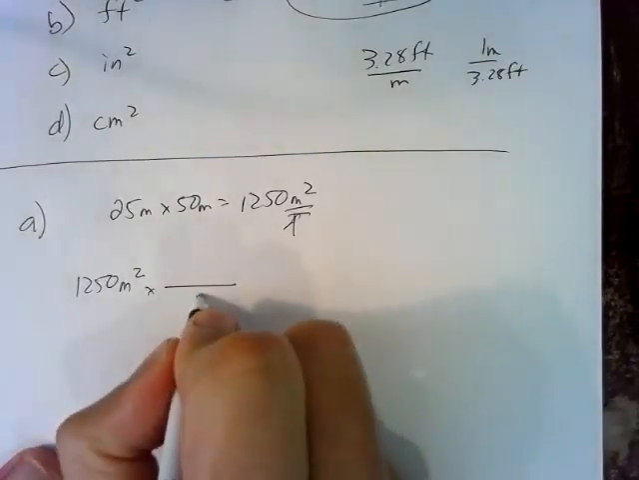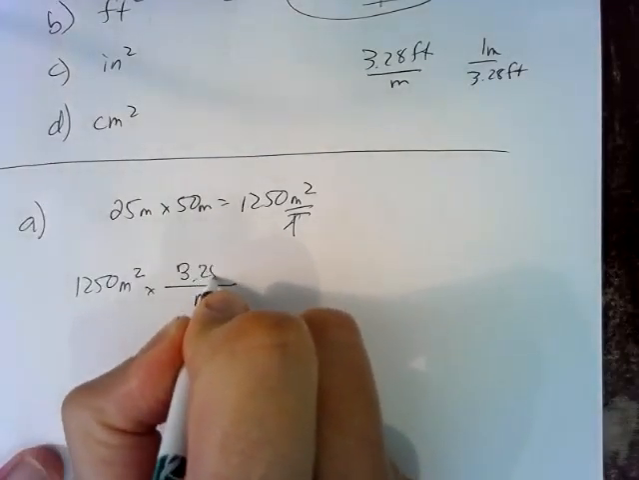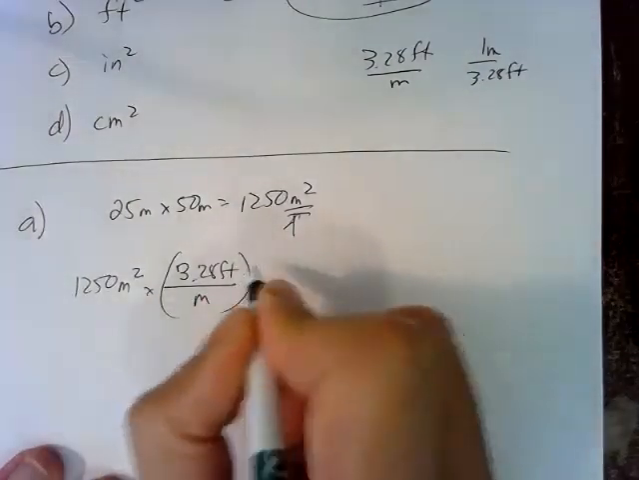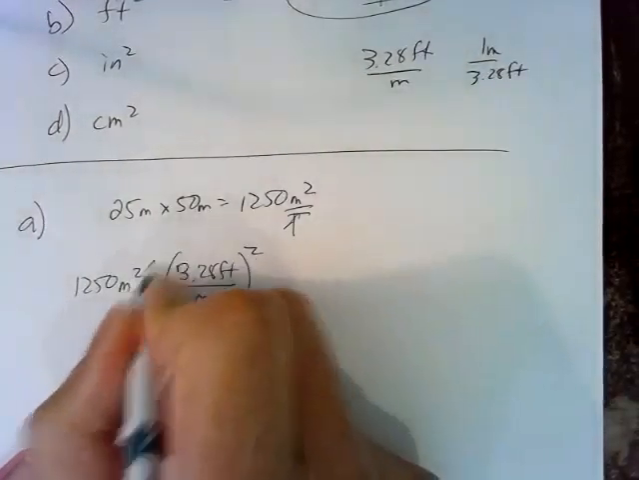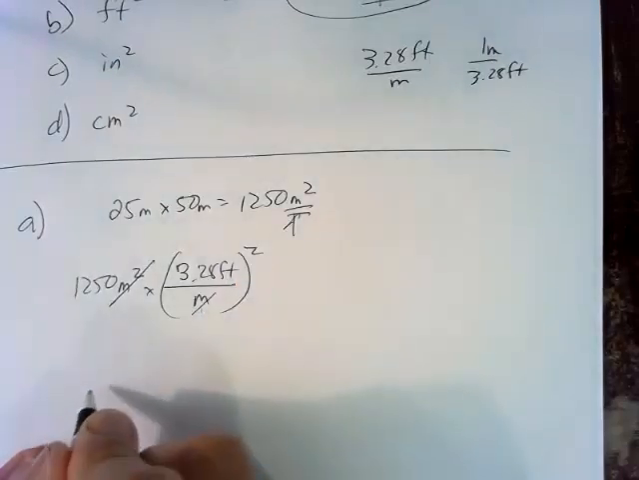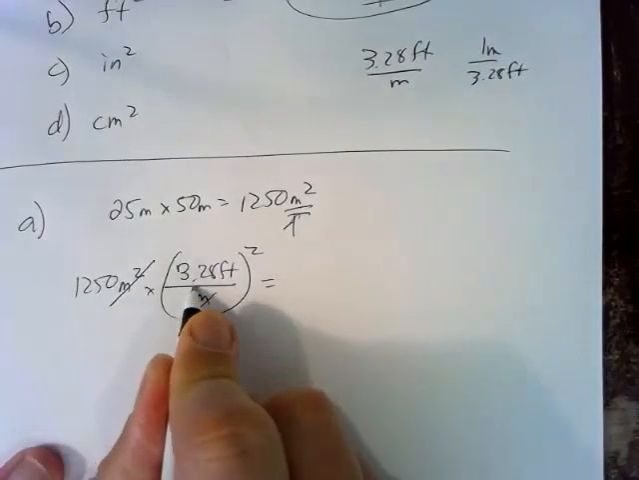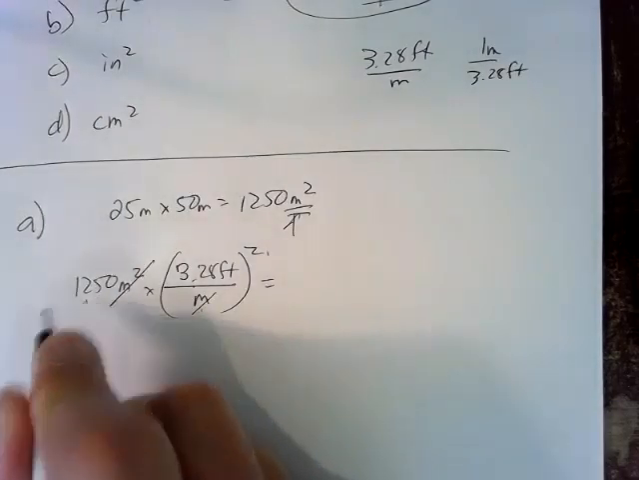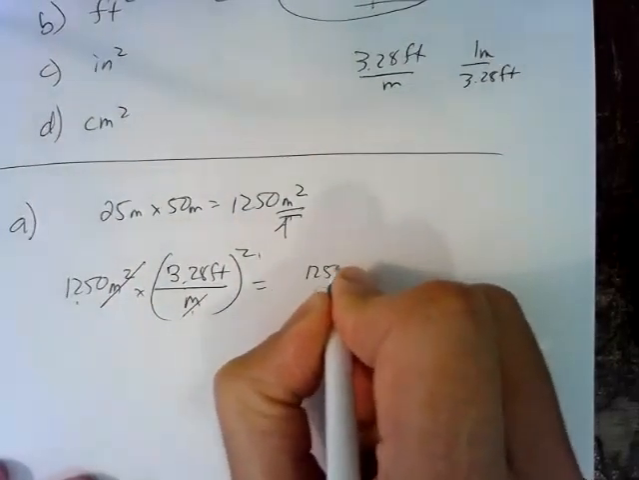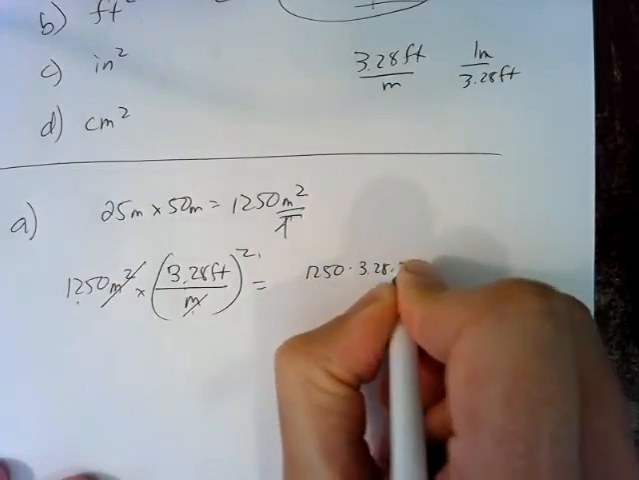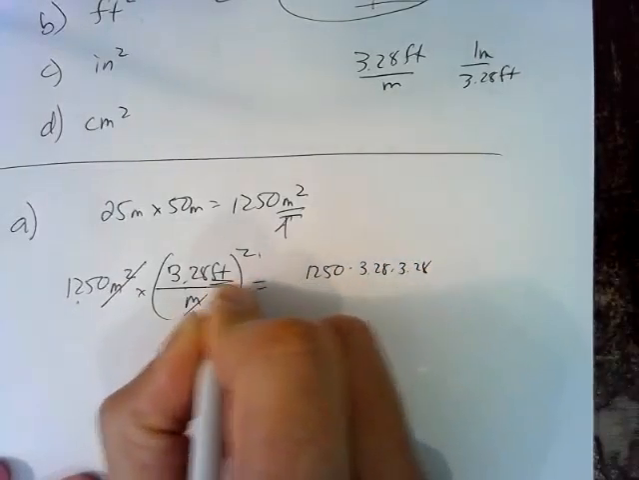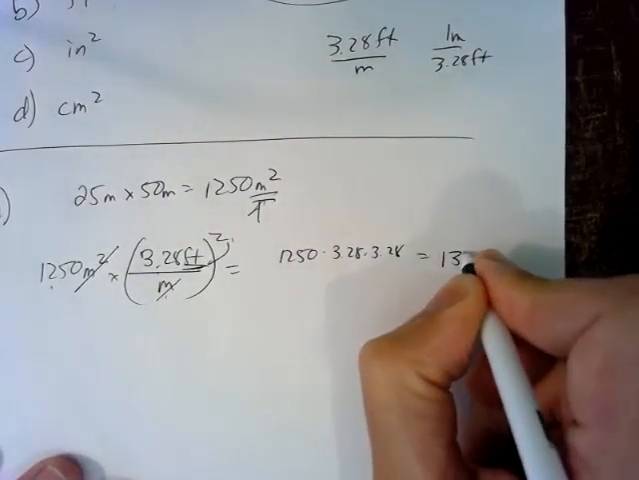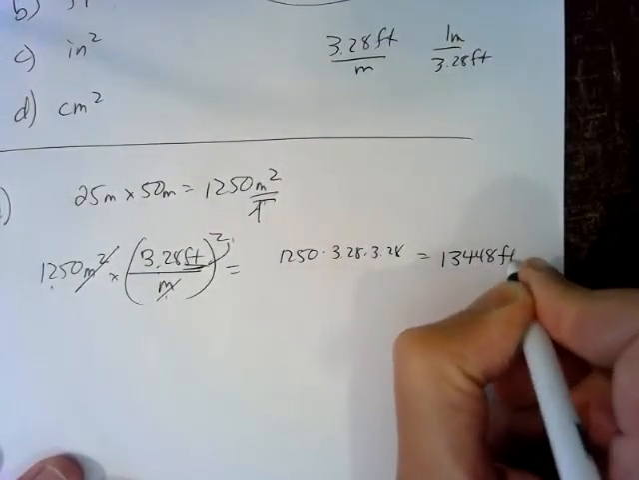Well, in this case, we want the meters to cancel. So I'm going to use the 3.28 feet, because now I know that those are going to cancel top and bottom. Meter squared cancels the meter squared. I would have to take 3.28, square it, and multiply by 1,250. So in other words, this is 1,250 times 3.28 times 3.28 feet squared, or I calculated 13,448 feet squared.